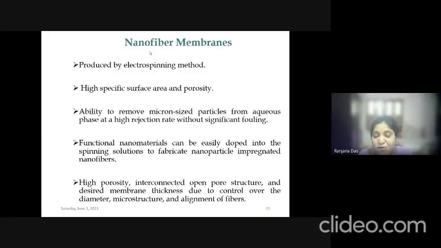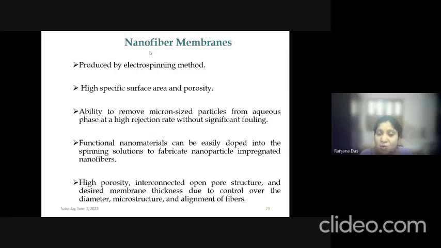If TiO2 is incorporated into the membrane, what will happen? It will not only separate, but it will also degrade in the presence of UV light, because TiO2 is a semiconductor, a photocatalyst. That means the nanofiber membrane design is not only for separation, but also for remediation, degradation, or mineralization of the contaminants.